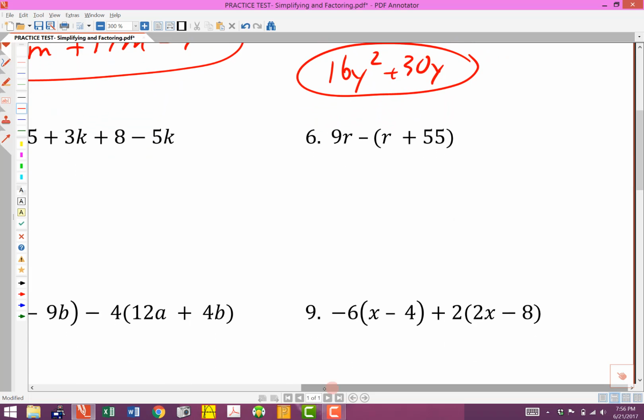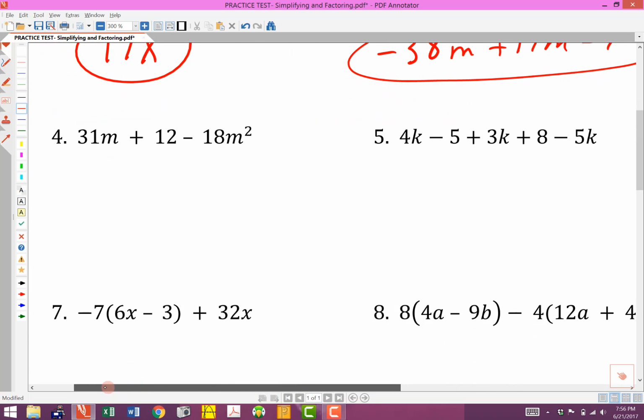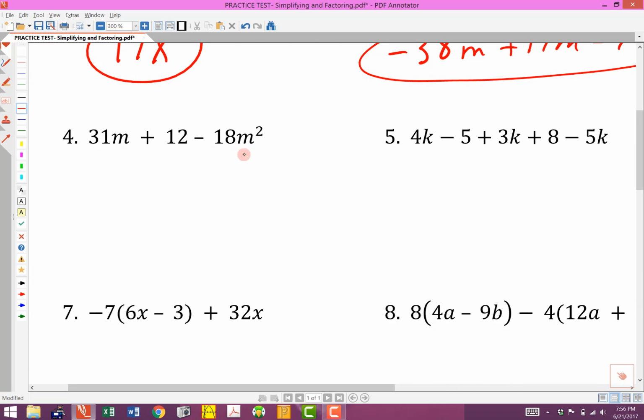All right, let's take a look at this one here. Okay, one thing that we notice right off the bat is this is not in the correct order. This is going to be negative 18m squared plus 31m plus 12. Now be really careful. This only says simplify, not factor.